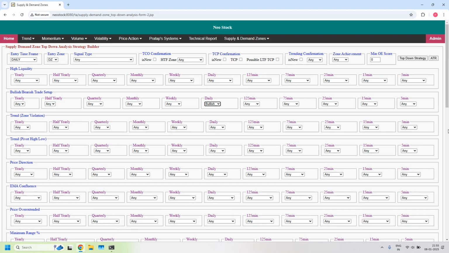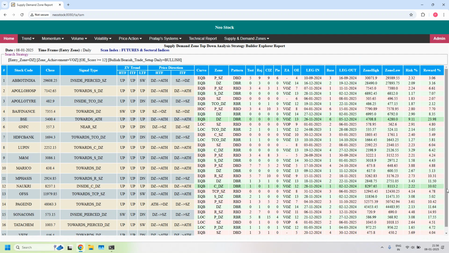Let us verify any repeated order flows are there inside. But weekly onwards, I will eliminate the pierced zones. So I am setting a zone achievement violated opposing zone, minimum odd enhancer score 12. Let's filter. So total 17 stocks are filtered. First 16 in the list. I am scrolling the list down. You have few pierced zones here.